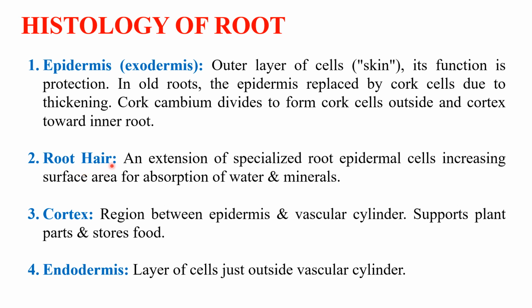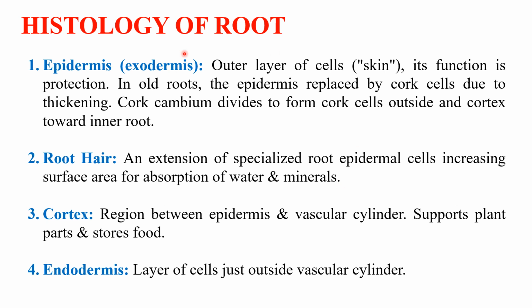The root hair, as we see in the absorption zone of the root, is an extension of specialized root epidermal cells. So the epidermal cell can protrude to increase its surface area, and so can absorb more water and nutrients from the soil, forming what is similar to the non-glandular unicellular hair known as root hair. This is to increase the surface area and absorb more water and minerals.